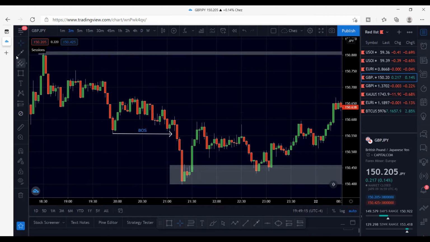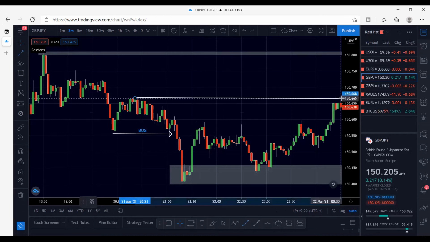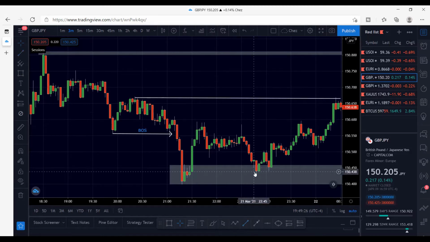So I guess we could draw not really a horizontal line, but right here, and see what happens. As well, we might want to just draw a fib on this in case it rejects from this point and see how far it comes.